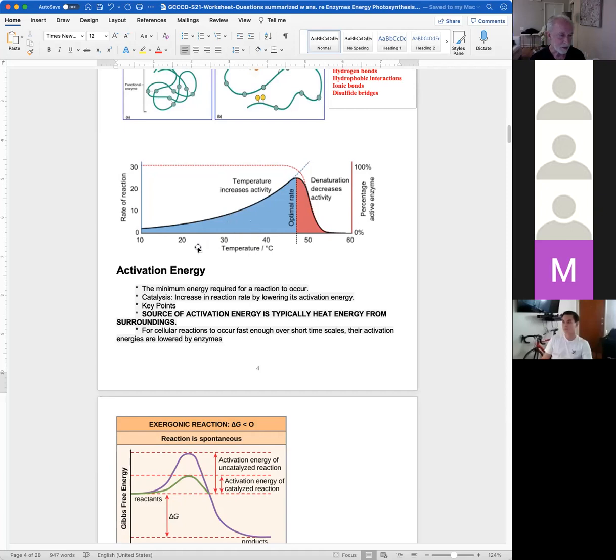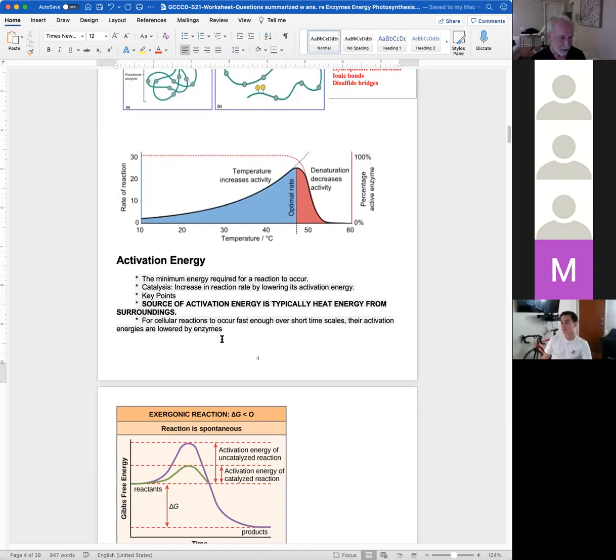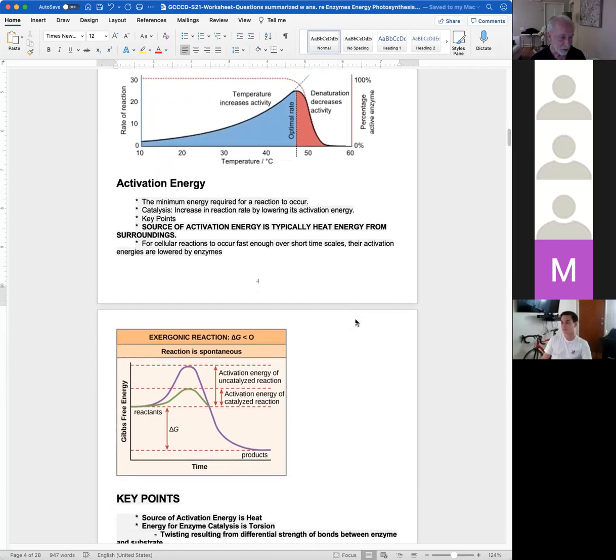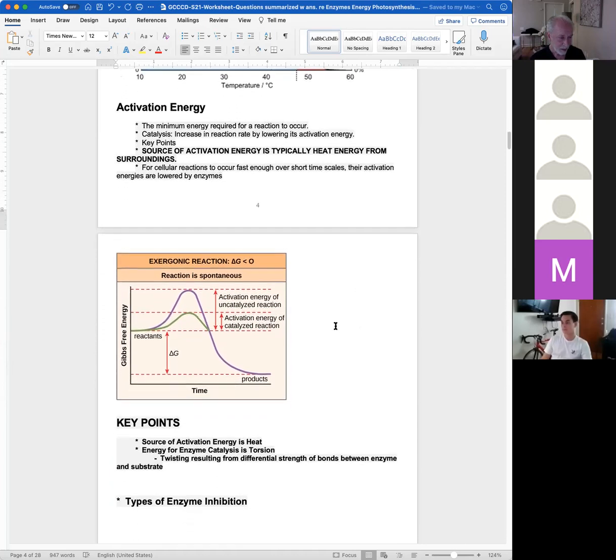So you can see in this graph that as the temperature goes up, the rate goes up. And that's because it's lowering the activation energy. And so for cellular reactions to occur fast enough over short times, activation energies are lowered by enzymes. Now, this graph is similar to some you've seen before, but it shows the difference in a reaction, whether or not there's a catalyst. In this case, the catalyst is an enzyme.